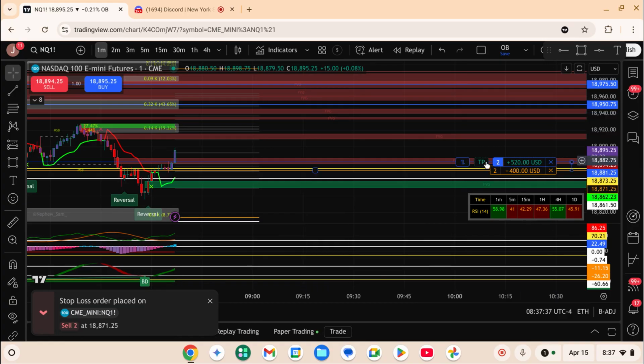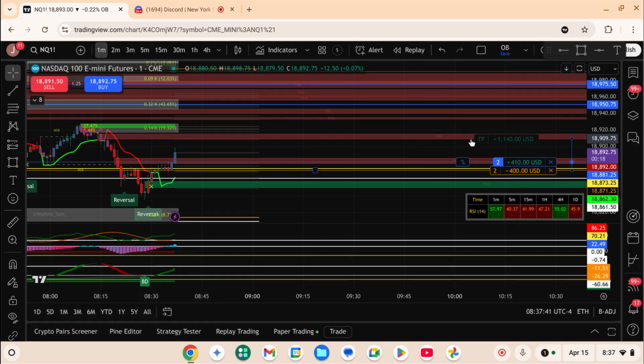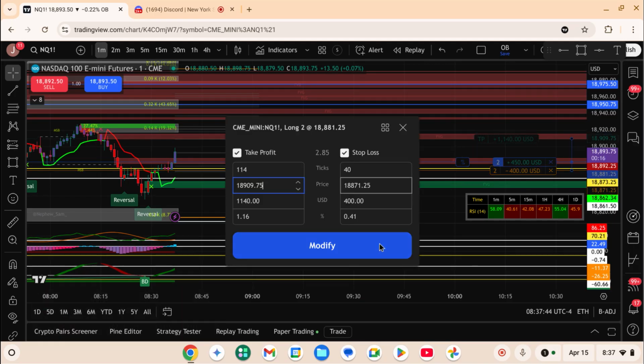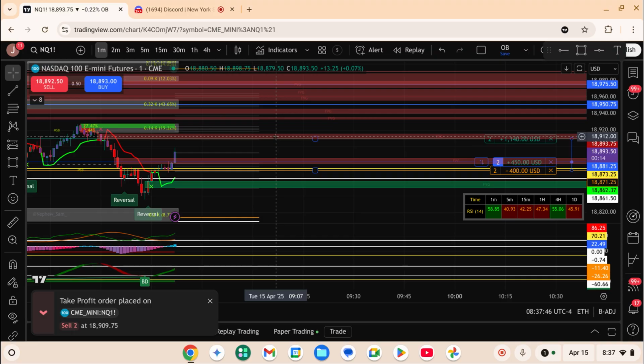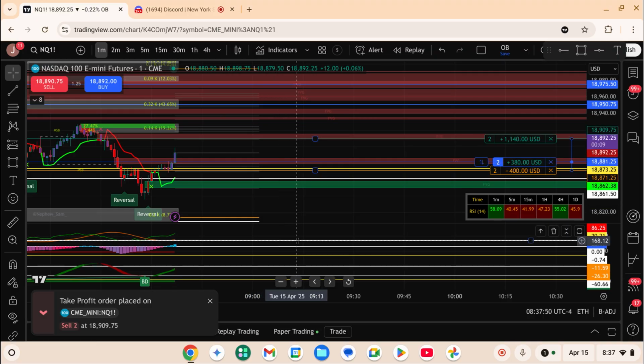And then we'll target this gap, the bottom of the gap, which is 18,909. We'll target that there.